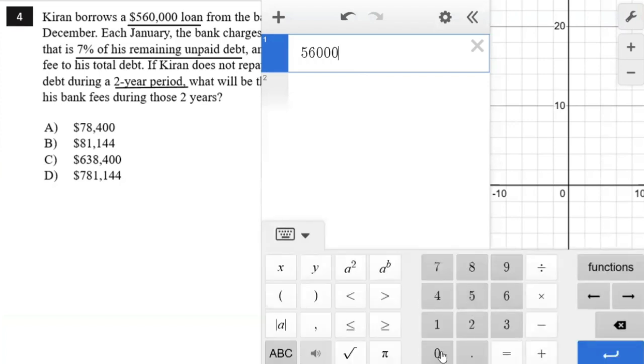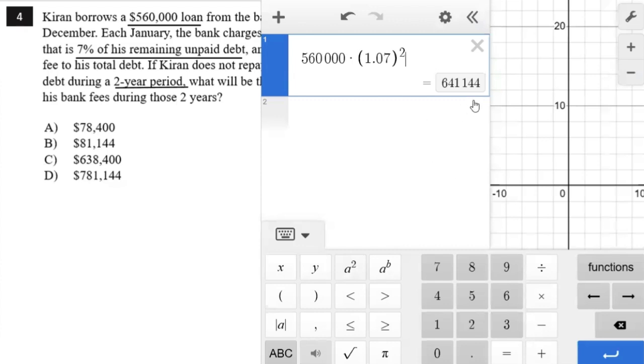560,000 times, let's say, 1.07 to the power of 2. That's 641,144.